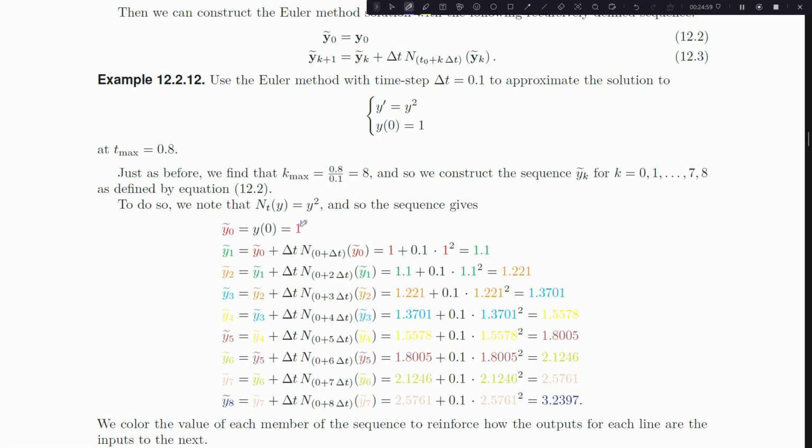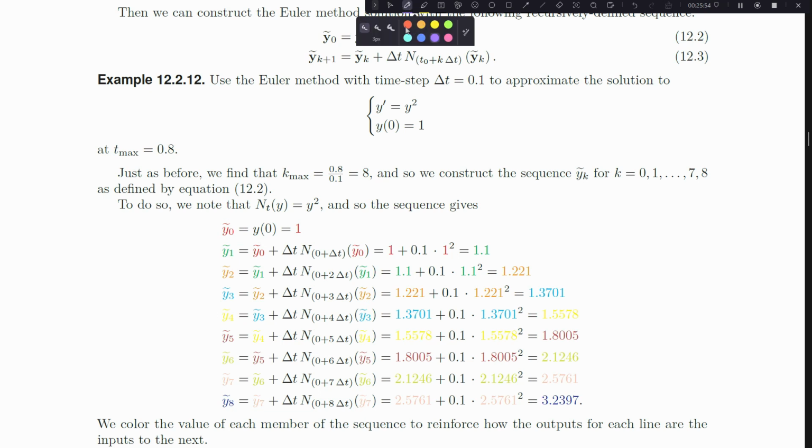So let's make that a little clearer here. This initial condition goes there and there, and we get 1 plus 0.1, because that's our time step. N here is just squaring, 1 squared, and we end up with 1.1. Then for the next step, I use the 1.1 in place of the previous one. So I have 1.1 plus 0.1 times 1.1 squared, and I get 1.221. I use 1.221 to find the next iterate by plugging it in and adding 0.1 times 1.221 squared. I repeat this process until I reach my 8th iterate. I started at 0, I end at 8 after 8 time steps, and I end up with 3.2397.